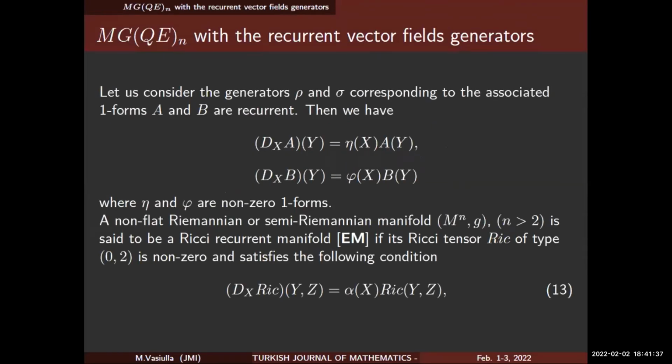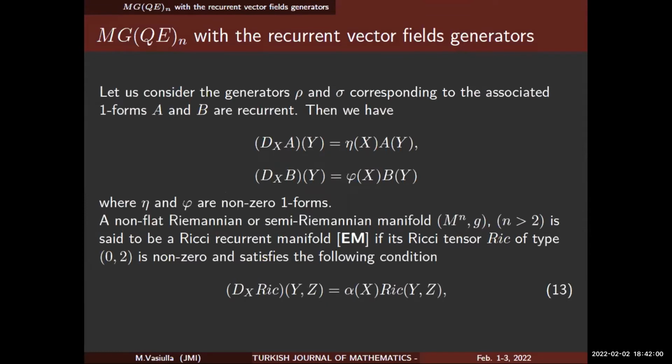Next section is mixed generalized quasi-Einstein manifold with the recurrent vector fields generators. Let us consider the generators rho and sigma corresponding to the associated one-forms A and B are recurrent. Then we have the following, where eta and psi are non-zero one-forms.